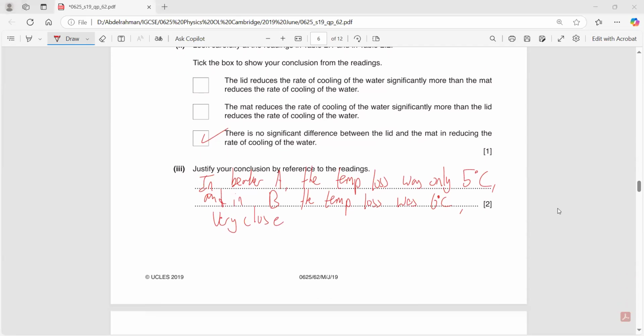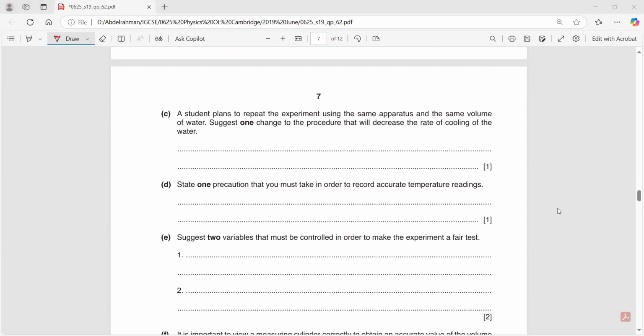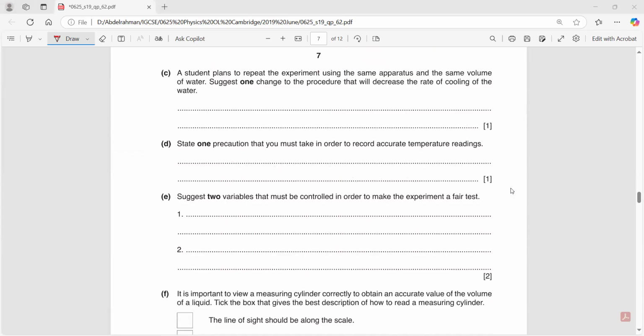Now let's move on. Question C. A student plans to repeat the experiment using the same apparatus and the same volume of water. Suggest one change to the procedure that will decrease the rate of cooling of the water. What should I do to the experiment? Yes, I should decrease the initial temperature.